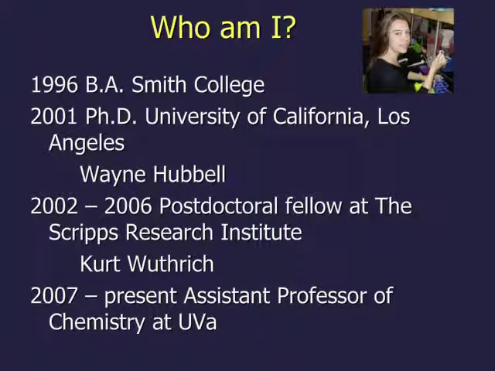Before we start, I wanted to tell you a little bit about myself. I received my BA in chemistry at Smith College in 1996, and then went on to graduate school and graduated in 2001 with a PhD in biochemistry and molecular biology at the University of California, Los Angeles. My PhD advisor was Wayne Hubbell, and I worked on electron paramagnetic resonance. My work focused on characterizing protein dynamics using a method called site-directed spin labeling. I then went on to do a postdoc at the Scripps Research Institute under Kurt Wüthrich, where I focused on biomolecular NMR of membrane proteins. In 2007, I began my assistant professorship here in the Department of Chemistry.